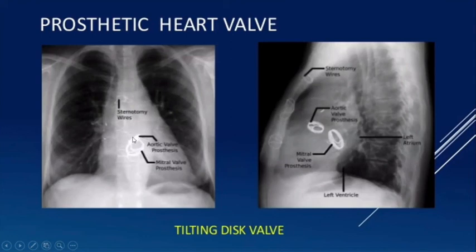This is the aortic valve prosthesis and the mitral valve prosthesis. Usually the aortic valve is superior in comparison to the mitral valve. We have already discussed the imaging line from the hilum to the apex. So this is the superior aortic valve, inferior the mitral valve. Similarly in the lateral view, this is the place of the aortic valve, and this is the place for the mitral valve. The line extends from the apex to the hilum. So the aortic valve is superior and the mitral valve inferior.